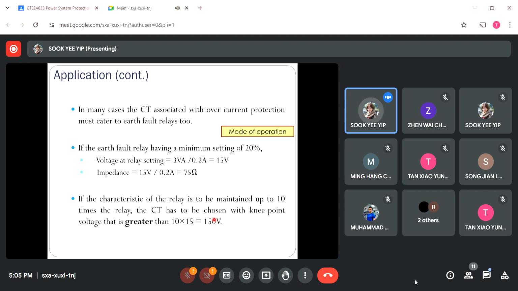So you can see that based on the operations in terms of protection you want this current transformer for, the current measurements will actually change the knee point voltage selection as well.